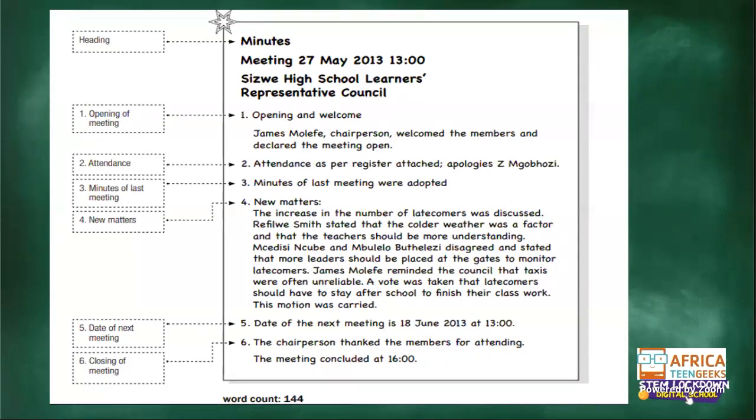They say here the date of the next meeting is 18 June 2013 at 1 o'clock. And in closing of the meeting, the chairperson thanked the members for attending. Then you write down that the meeting concluded at 4 o'clock. Can you see? In the last part of your minutes, you must give the date and time of the next meeting, and you must also write down the final remarks by the chairperson. Write down the time that the meeting ended. Let's quickly move on.